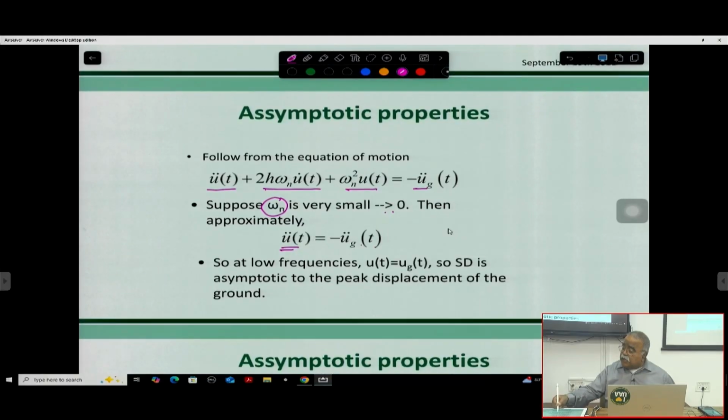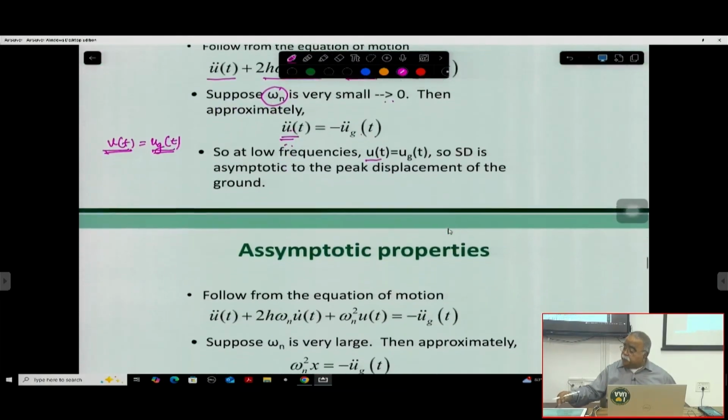So basically, at low frequency, if you just integrate it, then u t will be equal to ug t. So in that case, u t will be equal to ug t. That means the response of the building will be the same as whatever the displacement of the ground, right?